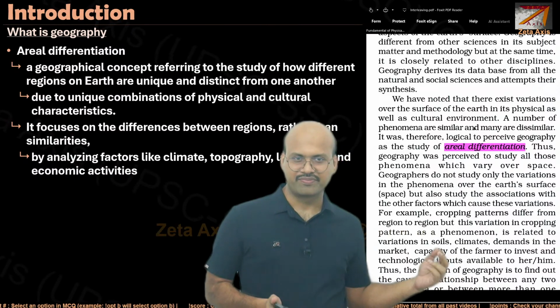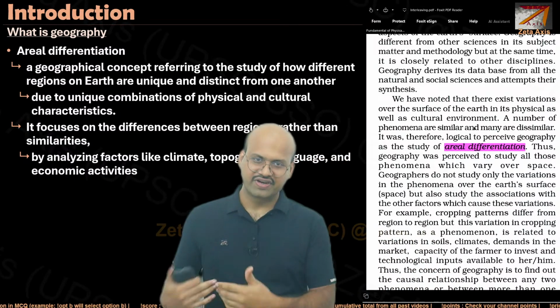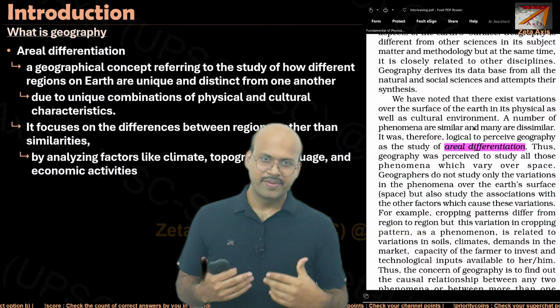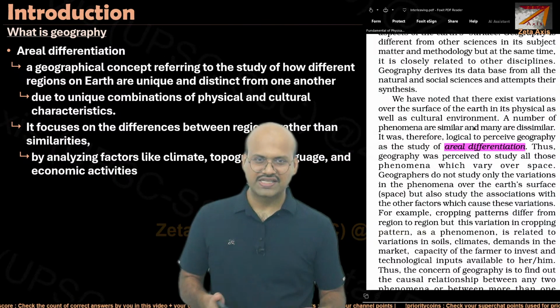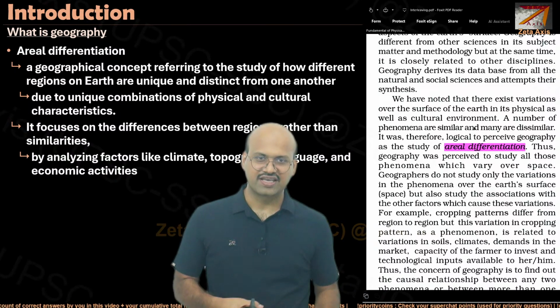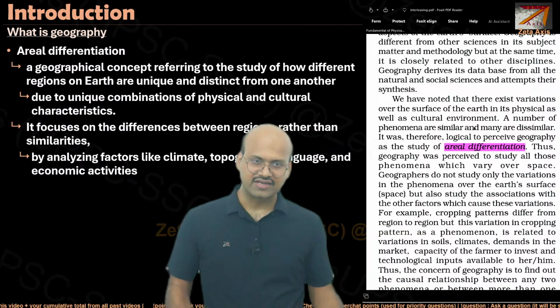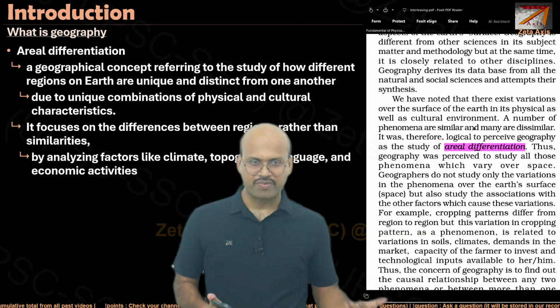Demands in the market. So if there are two different types of market, for example, the US or Europe is a bread eating or wheat eating market, while China and most of East Asia is a rice eating market. So even these things they will study, that what are the factors which lead to the difference in the cropping patterns of a region.